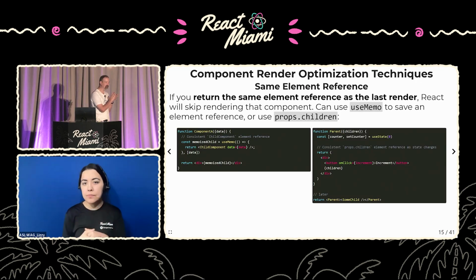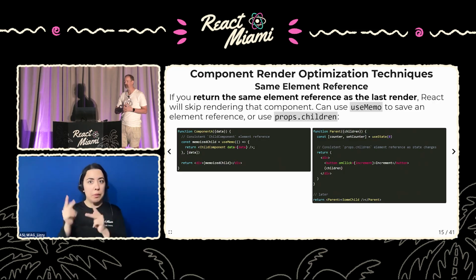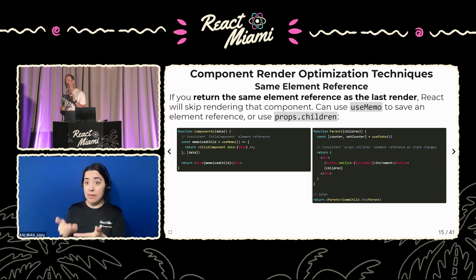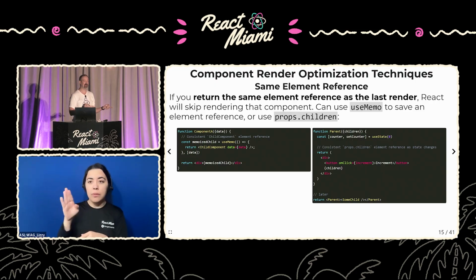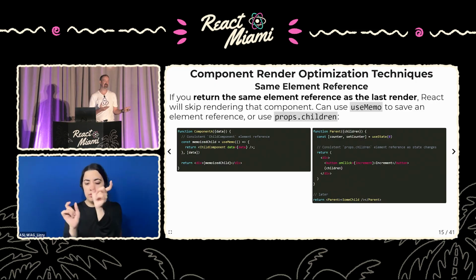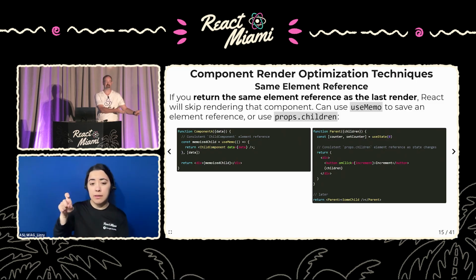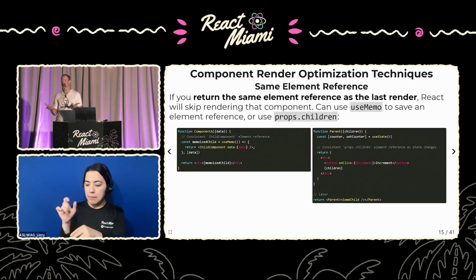Now, there is a little known trick that very few people know about. There's another way to do this process. If a component returns the exact same element object reference, so triple equals identical to the last time, then React will also bail out of rendering that child component. And there's a couple ways we can do this. If we wrap some of the JSX in useMemo, then when the inputs haven't changed, we still have the same element reference. Or the one you might be familiar with is the children prop.